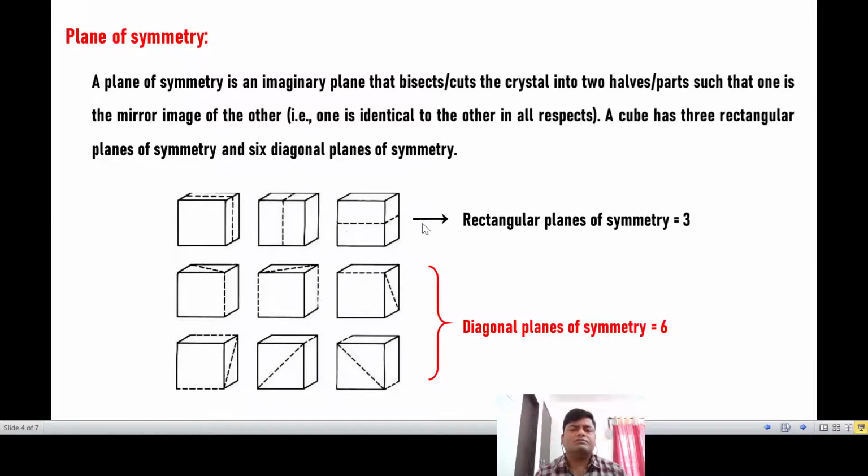The three rectangular planes of symmetry cut the crystal into two equal parts, and there are six diagonal planes of symmetry, as the cube has three pairs of opposite surfaces. Every pair of surfaces can have two planes crossing each other, so three pairs become six diagonal planes of symmetry.